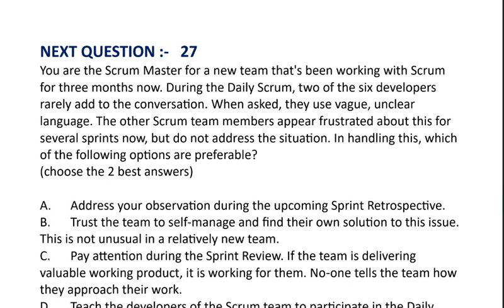Question is, you are the Scrum Master for a new team that's been working with Scrum for 3 months now. During the daily Scrum, 2 of the 6 developers rarely add to the conversation. When asked, they use vague, unclear language. The other Scrum team members appear frustrated about this for several sprints now, but do not address the situation. In handling this, which of the following options are preferable?